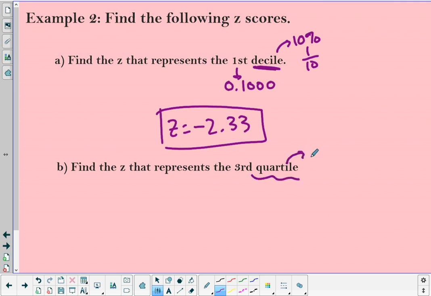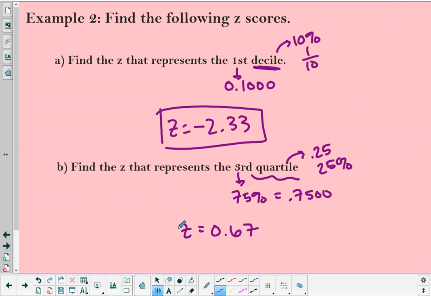Find the z that represents the third quartile. If you think quartile, this should remind you of the box and whisker plots that we did back in Unit 1. Quartiles are every 25%. Remember, box and whisker plots were split into 25% equal increments. So if you want the third one, you're looking at the third quarter, which is 75%. So in other words, 0.7500. Your z that's closest to 0.7500 is 0.67. Positive side because it's the upper half of the data.